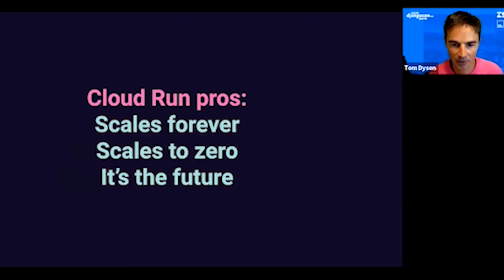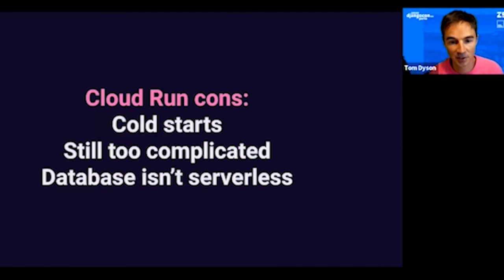On the Google Cloud Run side, it scales forever, not quite forever, but if you need more than 1,000 instances handling 80 concurrent users each, then you've got bigger problems. It scales to 0, as I mentioned before. I think that's really important, and it's the future. That's a bit glib, but I do think this model is the way that app hosting is going to go. On the other hand, you have to deal with cold starts.